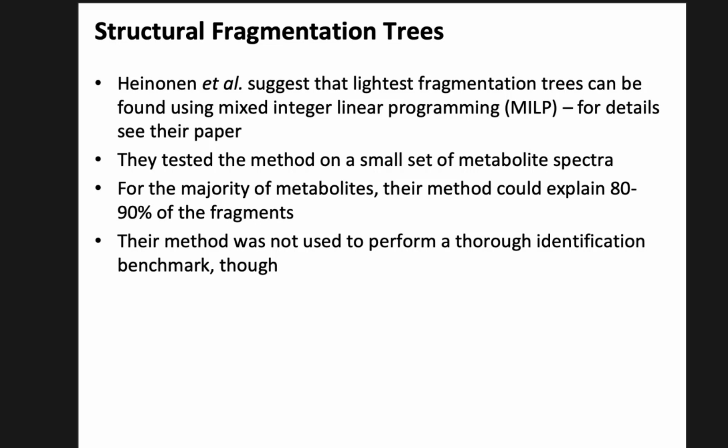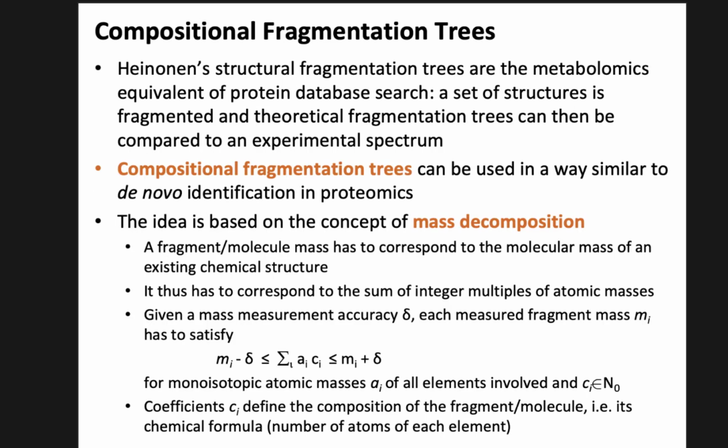You could say, well, let's generate for this spectrum all fragmentation trees of all the compounds that would match the accurate mass. And that's exactly the direction they went. You can use that to get some hints, but it was a rather crude method at the time that was not very discriminative when it comes to identification. Another approach is compositional fragmentation trees.